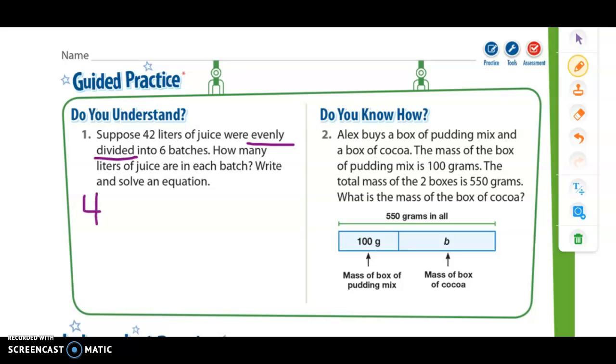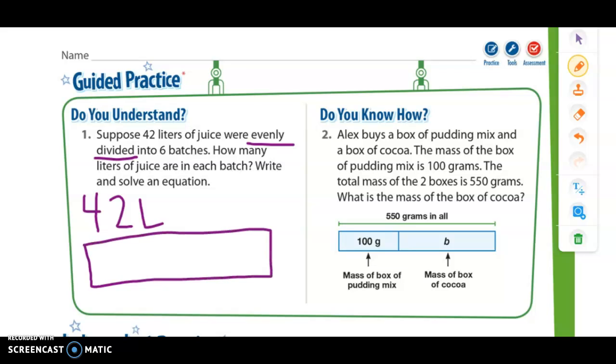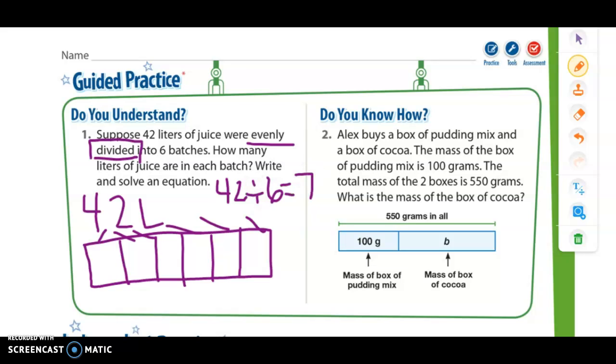So we're talking about a total of 42 liters. What they're doing with those 42 liters, they literally tell us they are dividing into 6 batches. So what kind of math do you think we're doing if they're telling us they divided them? We are dividing. So how does 42 break apart evenly into 6 groups? 42 divided into 6 groups would leave 7 in each group. So if they were going to divide 42 into 6 batches, there would be 7 liters in each batch. Try not to forget those units, like Miss Arnold has a little bit today.